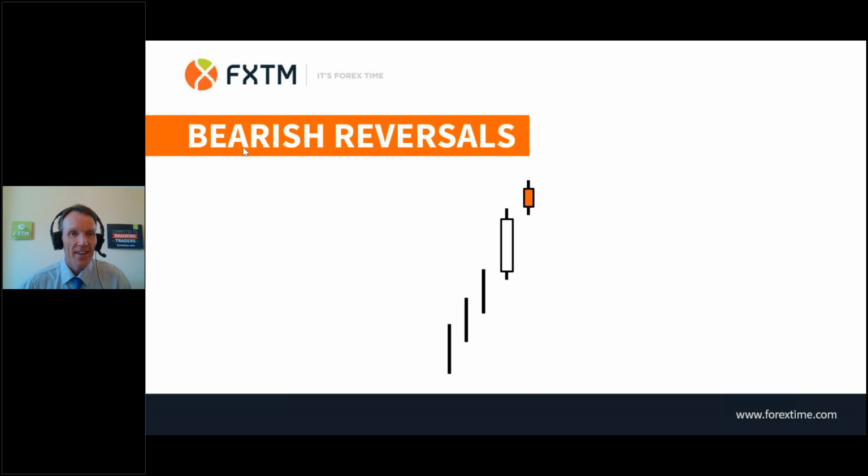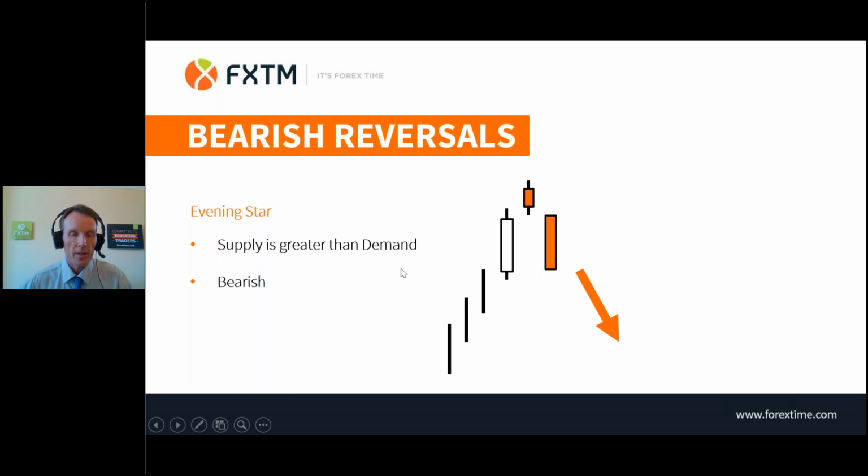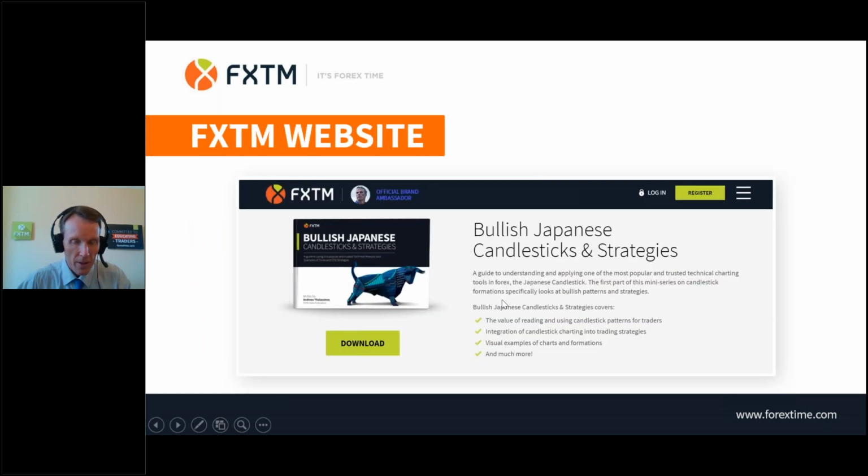Right, bearish. And this is what we call an evening star. So up bullish movement. Bears started coming in, and then all of a sudden, a lot of sellers, a lot of selling pressure. So supply greater than demand, bearish, possible end of uptrend. Okay, now what I've done is I've only looked at a few of them.